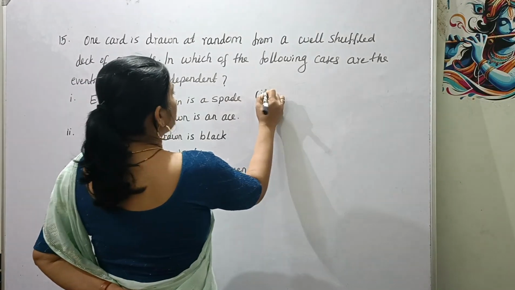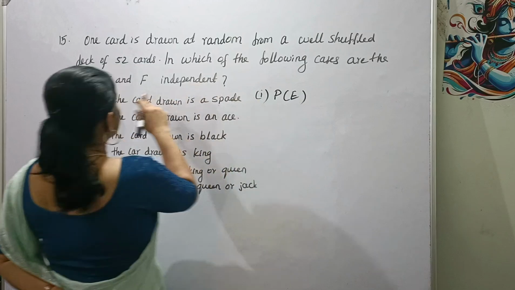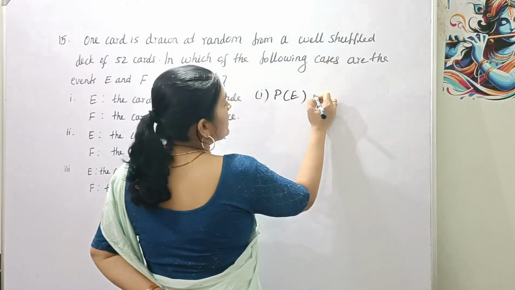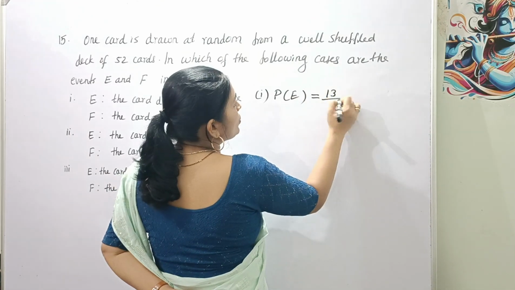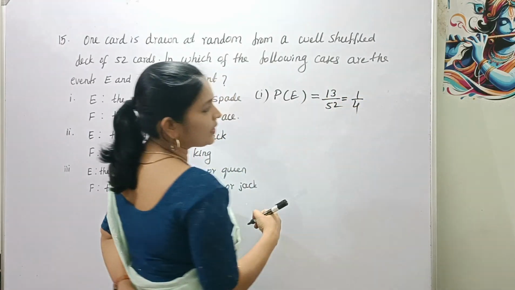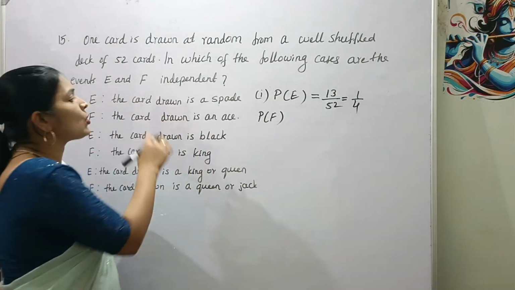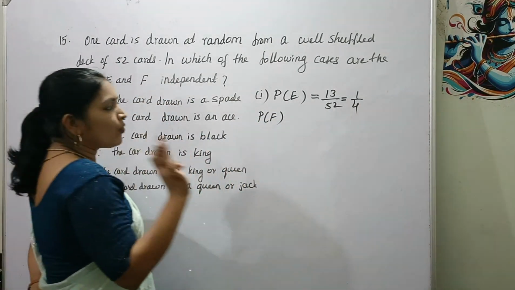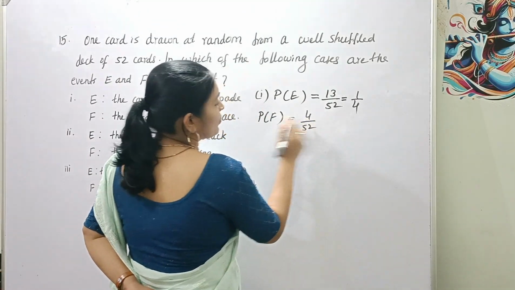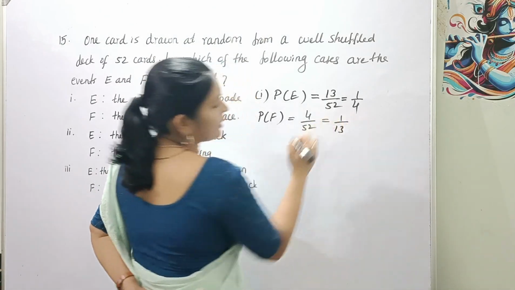So first one, probability of E. E is the event the card drawn is a spade. How many spade cards are there? 13. Therefore, probability of E is equal to 13 divided by 52, that is equal to 1 by 4, right? Next, what is probability of F? F is the event the card drawn is an ace. There are 4 ace cards out of 52. So 4 divided by 52. Probability of F is equal to 4 by 52, that is 1 by 13.